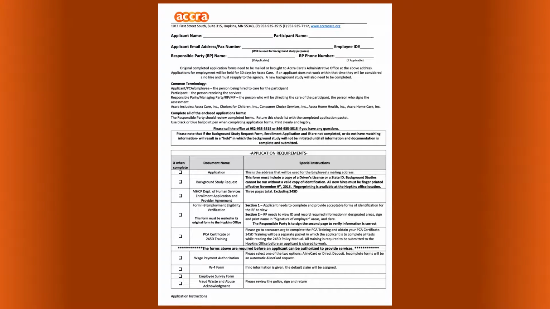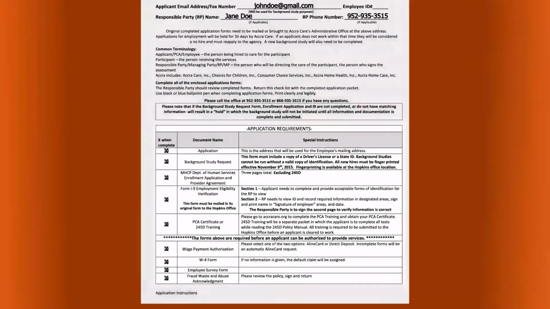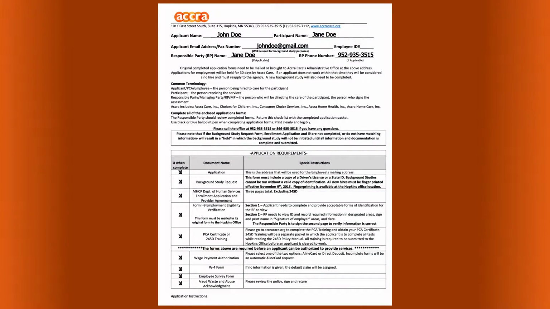The top of the form should be filled out listing you as the applicant. This cover sheet lists all the forms that are part of the application process, as well as any special instructions on what you'll need to complete the forms. The checkboxes are to help you organize when each document has been completed. Note, you will need to complete a PCA certificate or 245D training online as part of the application process. This video is to assist in the paperwork portion of the application process only.